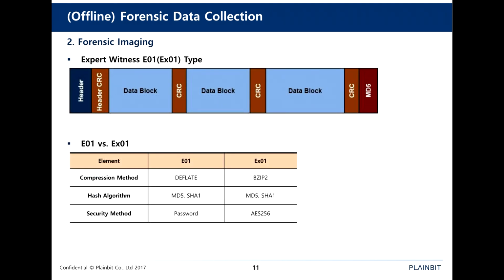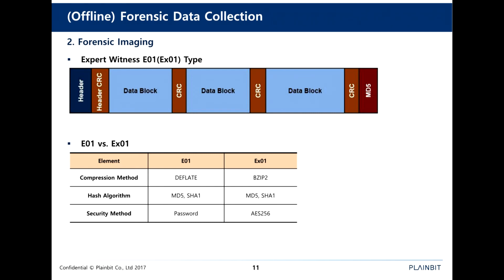EWF format is as follows. Case name, investigator name, and system information are stored in the header area, then the CRC value of the header is stored. Thereafter, a data block containing multiple sectors of the original storage medium is stored, and the CRC value of the data block is stored. Default size of the data block is 64 sectors.